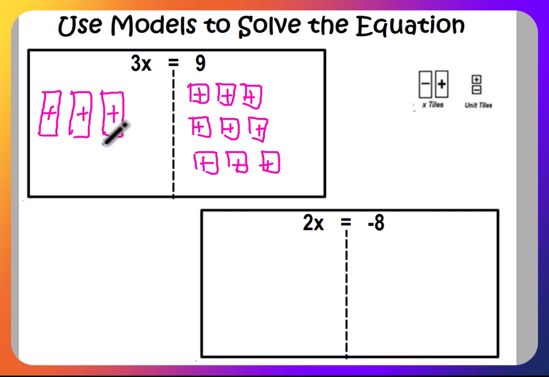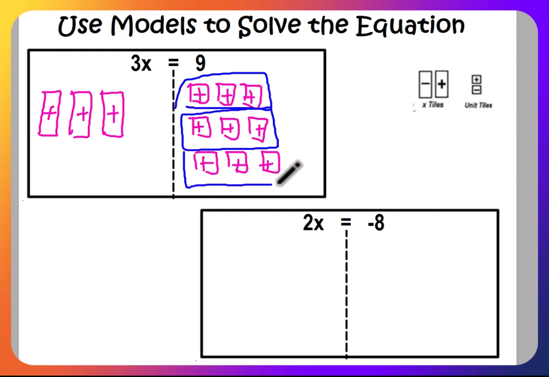Okay, so I know that 3 x's equal 9, but I want to know how much does just 1 x equal? Well, I need to do the opposite, right? The opposite of multiplication is division. So I'm going to take these 9 and I'm going to make 3 groups, 3 equal groups, because I have 3 x's. So here's one group, here's a second group, and here's a third group.